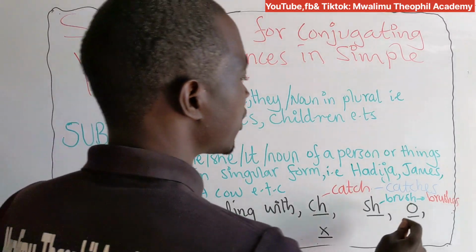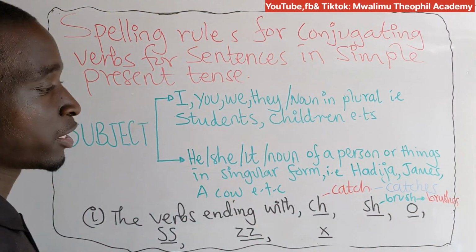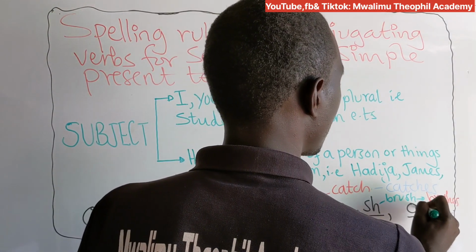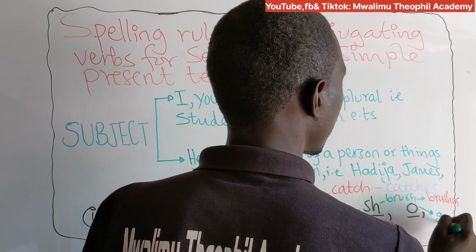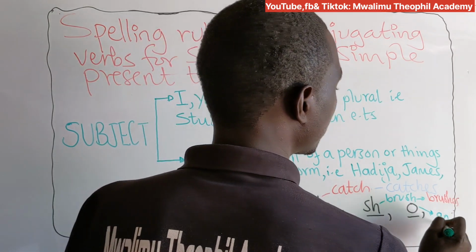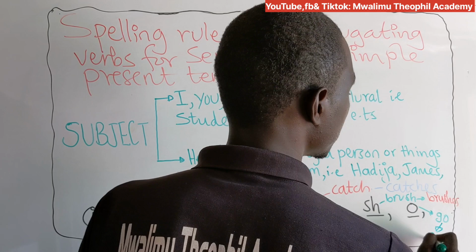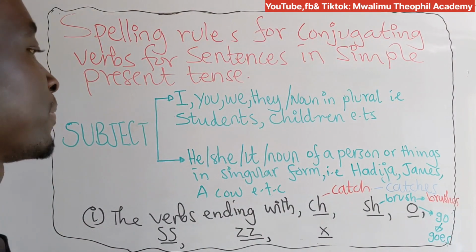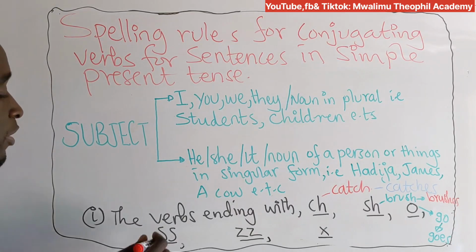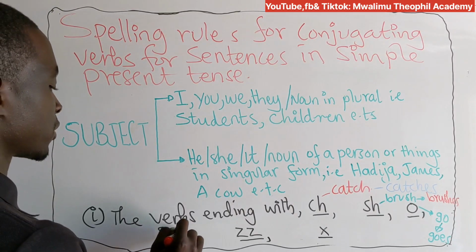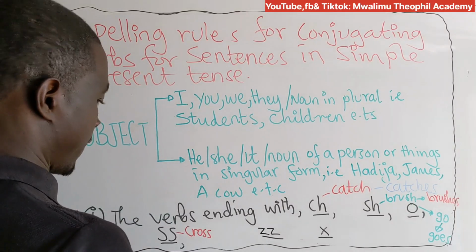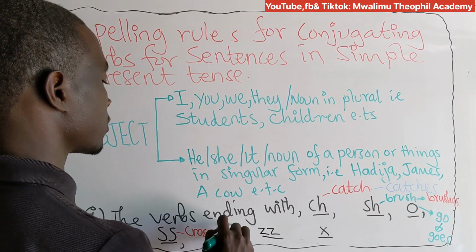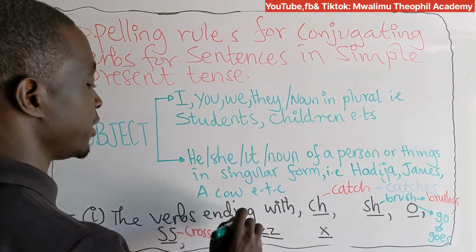A good example of a verb ending with the o is a verb like go. A verb to go becomes goes. Again, we add es. Or a verb to do becomes does. A good example of a verb ending with the double s is cross. A verb to cross becomes crosses. The same way, add es.